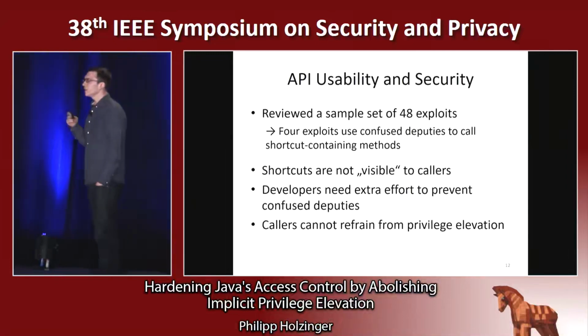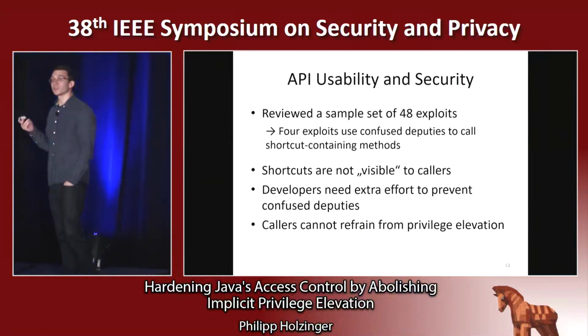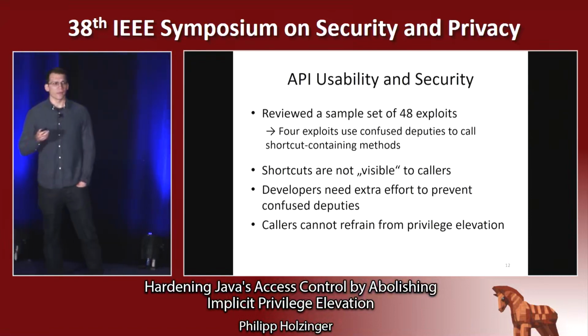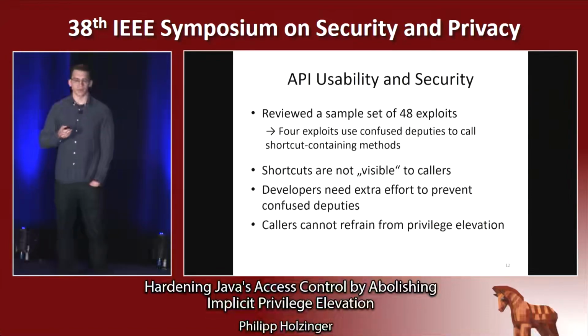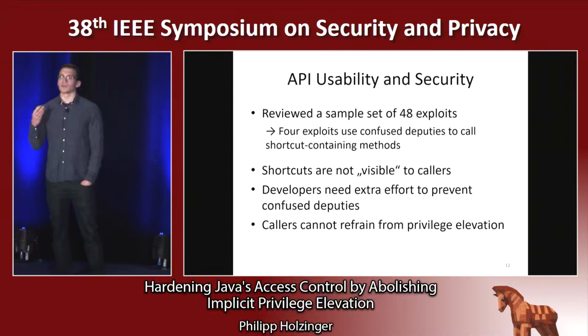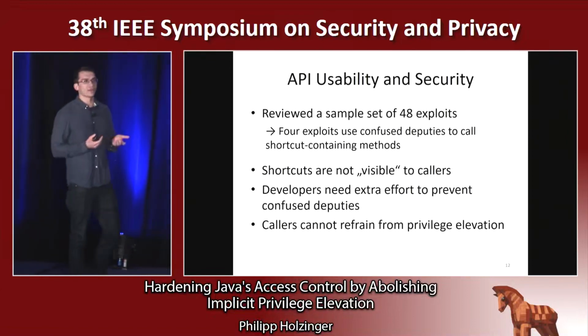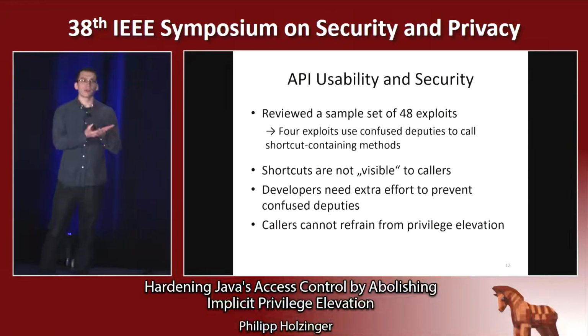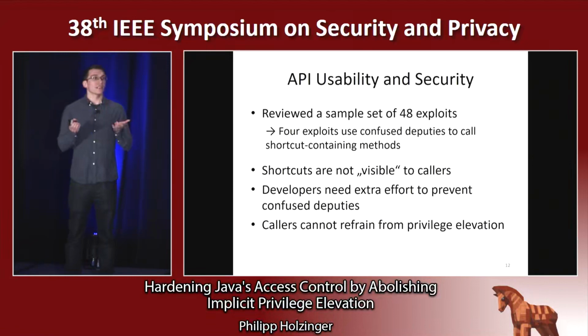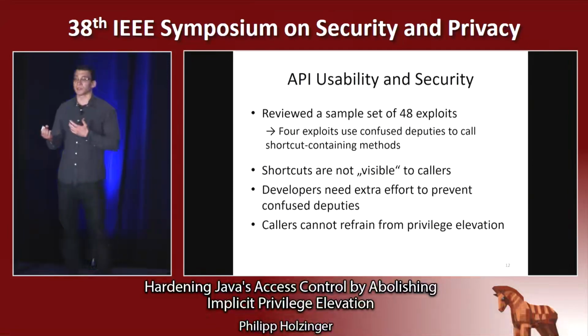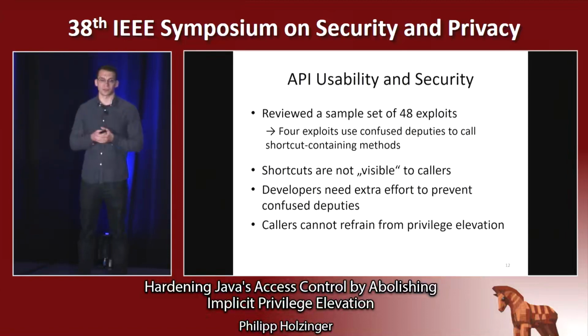Now, it would be very easy to blame the developer that originally introduced the confused deputy, right? However, that wouldn't be fair at all, because shortcuts are not visible to callers. So if you don't know the implementation of a system method, you have no means to decide whether it would skip a permission check under certain circumstances or not. Also, just by looking at the signature of a method, you don't know if it would skip a permission check. So it's really hard to decide if your code is affected or not.